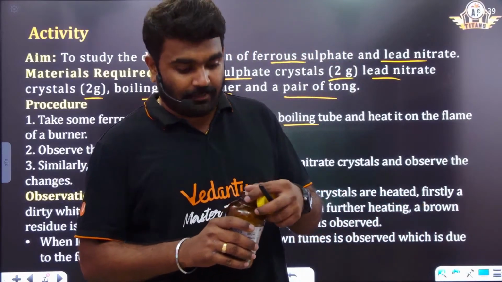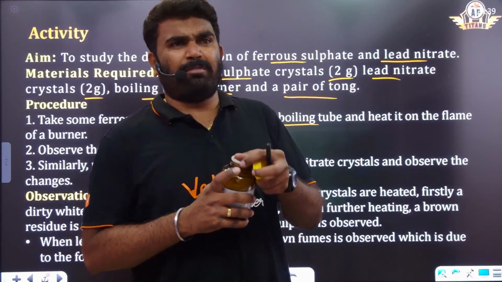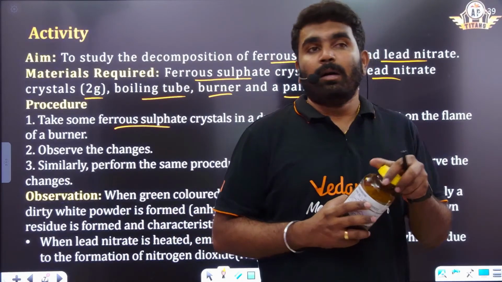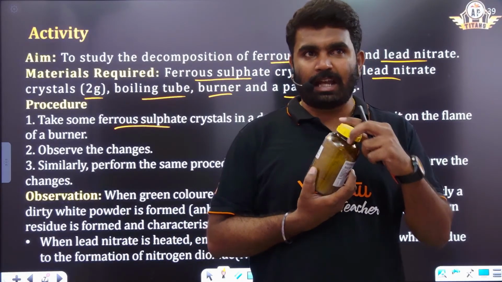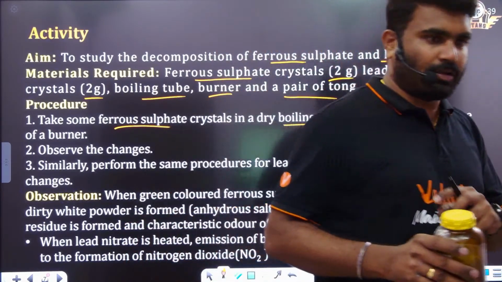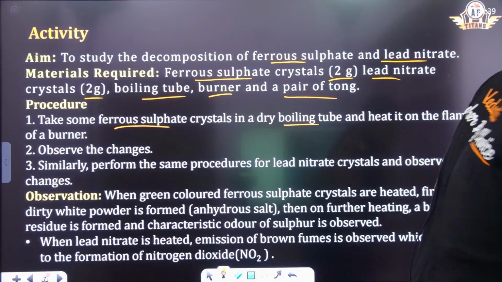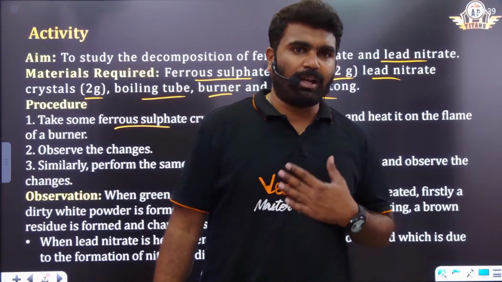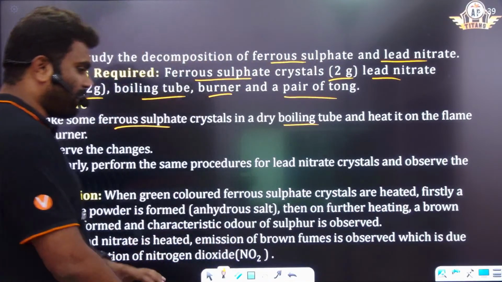So this is ferrous sulfate, green in color. I can't perform this heating experiment here, but I'll definitely show the heating experiments via shots or like that. So this is not yellow, beta, it is green in color. The light green color will be present, that is ferrous sulfate, right? Look at the ferrous sulfate crystals here.